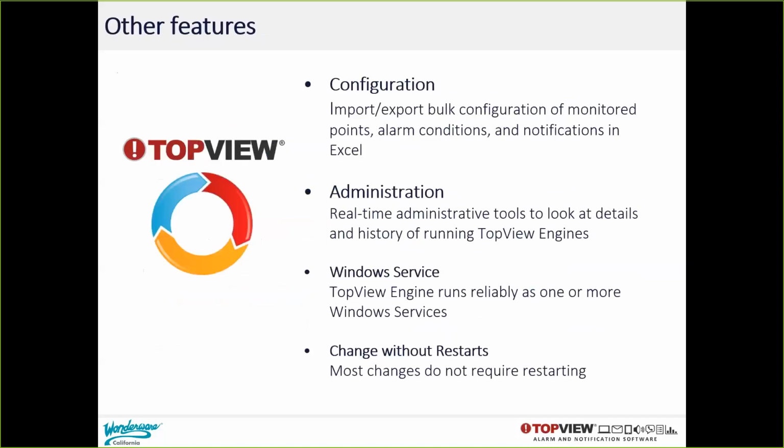Some other features to mention. To assist the users with configuration tasks, TopView provides export and import functions for all the alarm tags, conditions, notification settings through CSV files that can be easily edited in Excel. So on most of our configuration screens, you'll see import and export buttons to allow you to do this. Our administrative tools organize and present not only the application logs, but real-time performance and diagnostic information. TopView can even be configured to monitor itself to provide alarms and notification based on internal operating parameters.